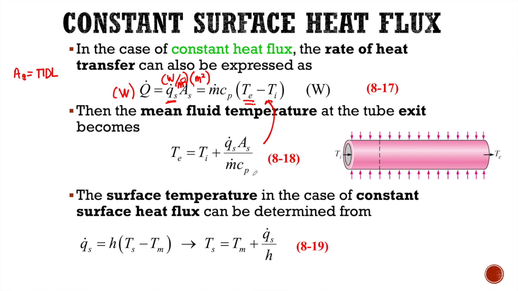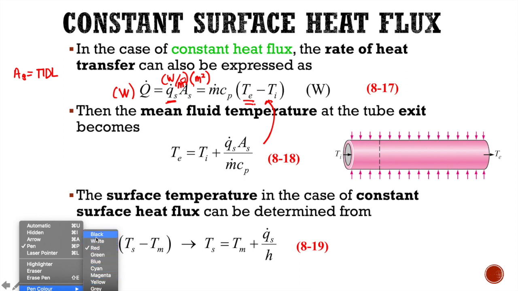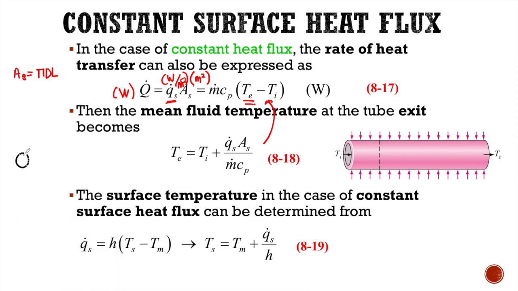Okay, the surface temperature in the case of constant surface heat flux can be determined from, so we know that this is internal forced convection. So for the convection process, the equation for convection is Q dot. We know that the rate of heat transfer for the convection process is h As. So let's say the heat transfer is from surface temperature minus Tm. Okay, this Tm is T mean, T exit or T inlet. Both of them are the same. We call it a mean temperature.